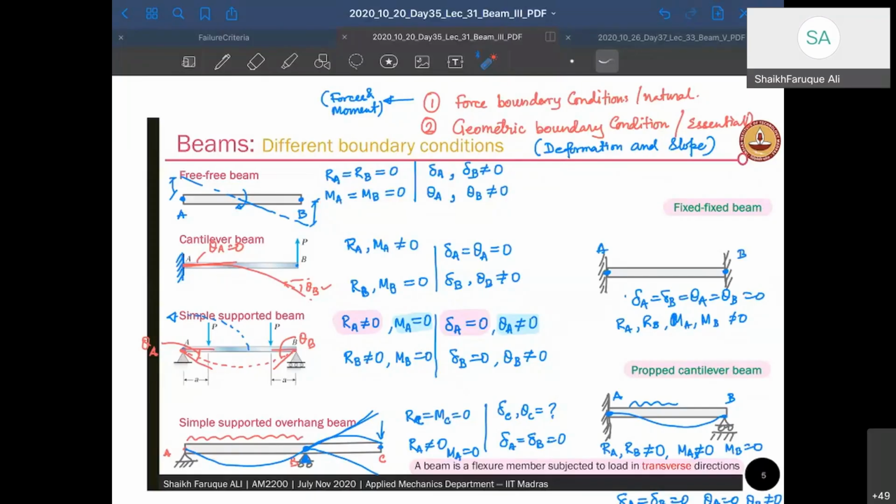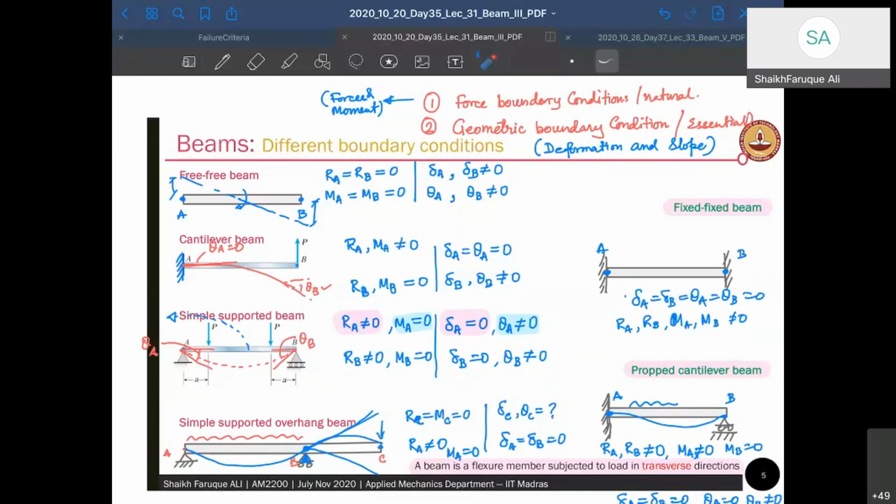Now support with a hinge. Here also this support is a hinge, and therefore these boundary conditions are not unknown, and this point is a free end. Therefore, that boundary condition is also known. So RC and MC, at this point it's a free end, so it will not carry any load. So RC and MC are going to be equal to 0, whereas delta C and theta C are not known.